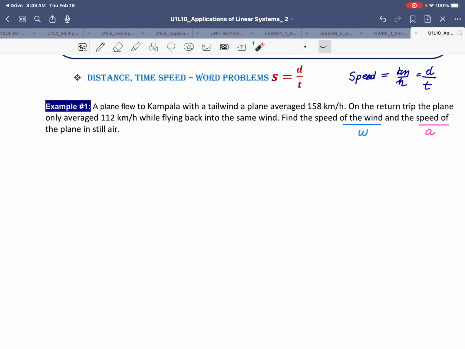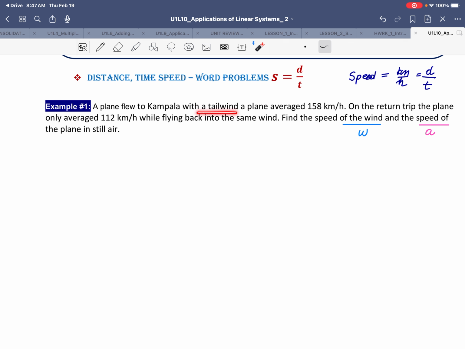So now we're going to reread the problem, and at least we have a name for everything we're given and everything we're trying to find. So the names can be in forms of numbers or in forms of variables, but we can read the problem the second time with more clarity this way. So a plane flew to Kampala with a tailwind.